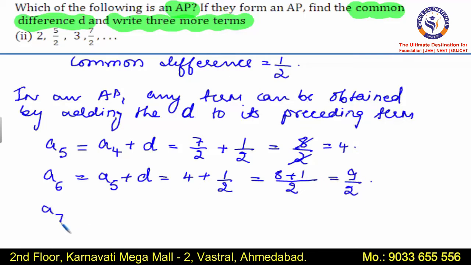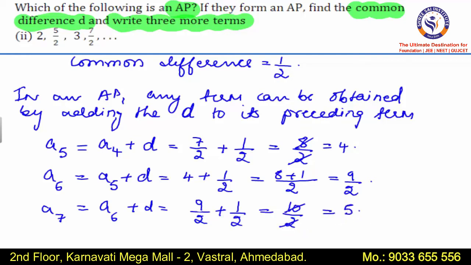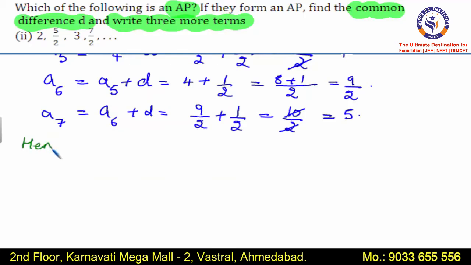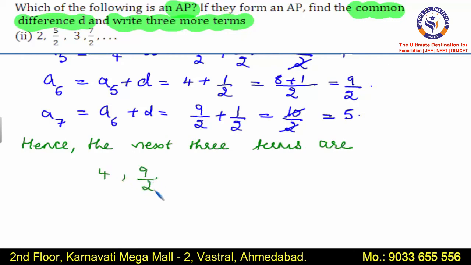And now let us find the 7th term. This will be equal to the 6th term plus the common difference. The 6th term is 9 upon 2 and the common difference is half. This is equal to 10 upon 2, which is equal to 5. Hence, the next 3 terms are 4, 9 upon 2 and 5. So this completes the solution.